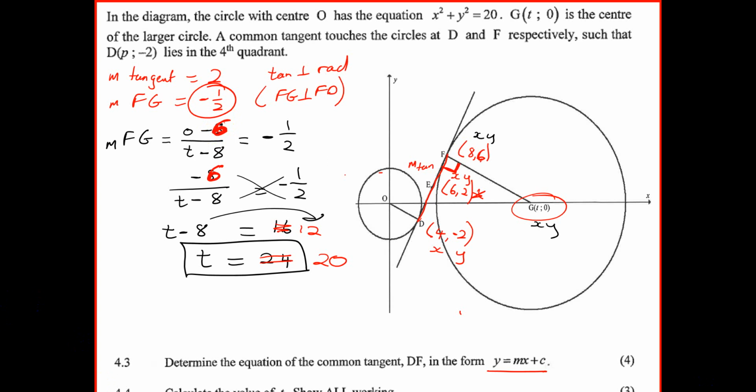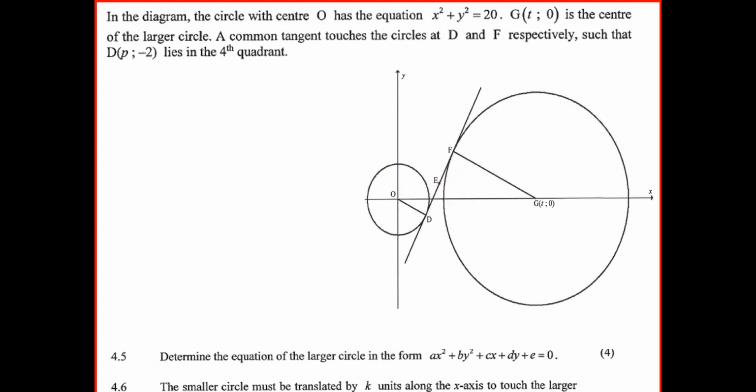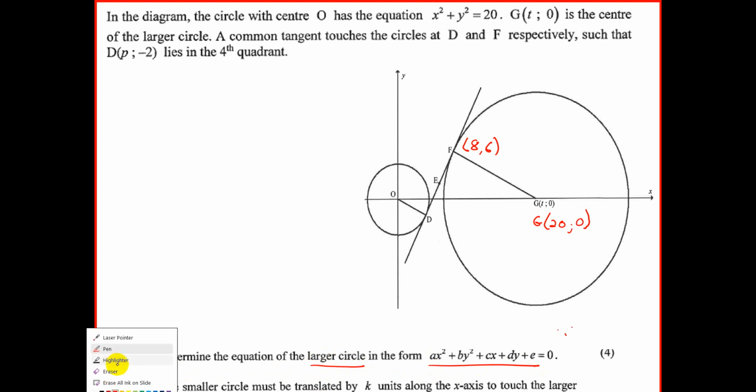Okay, we're going to go to the next question, which is 4.5. The question reads, determine the equation of the larger circle in the form ax squared plus by squared plus cx plus dy plus e. Let's forget about the form. Let's see if we can find the equation of the larger circle.